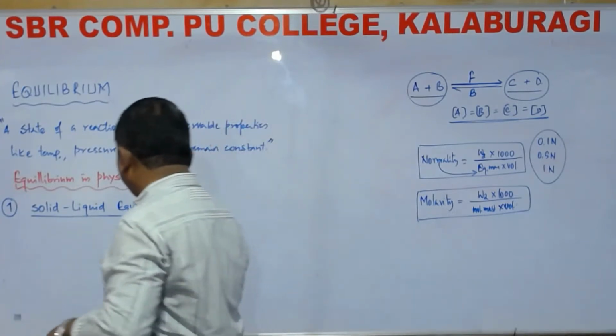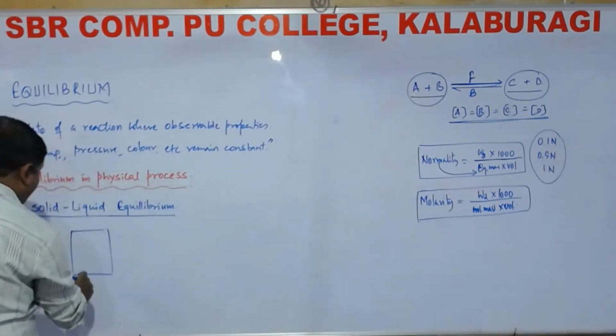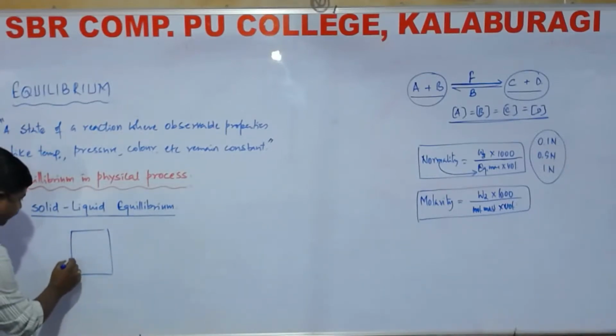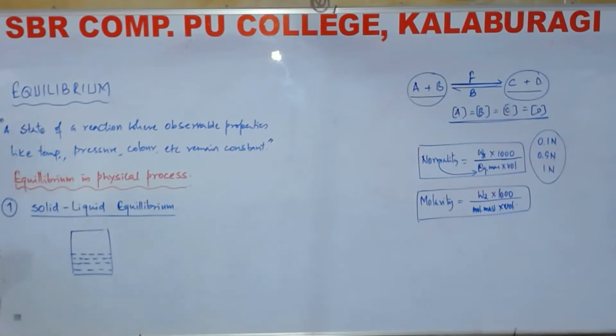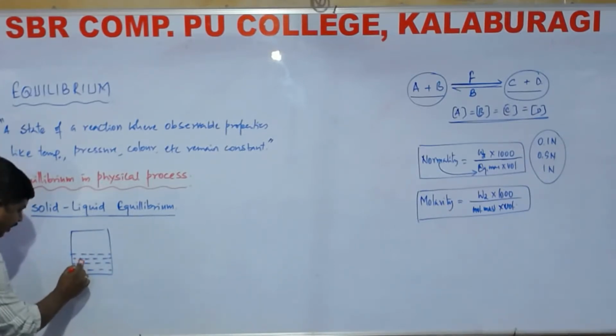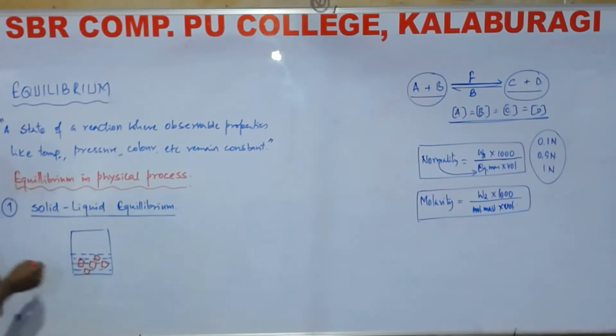This is one thermos flask. In this one, you have placed a certain amount of water, say for example 100 ml, or 100 gram of water, and a certain amount of ice cubes. The total mass of ice cubes and the total mass of water is the same: 100 gram of ice cubes and 100 gram of water.